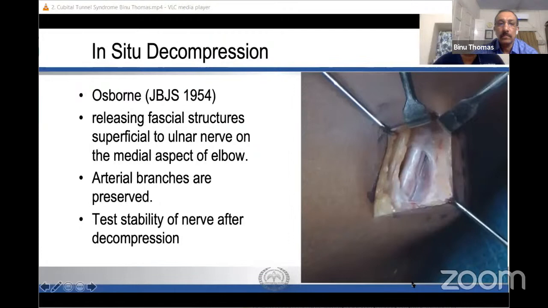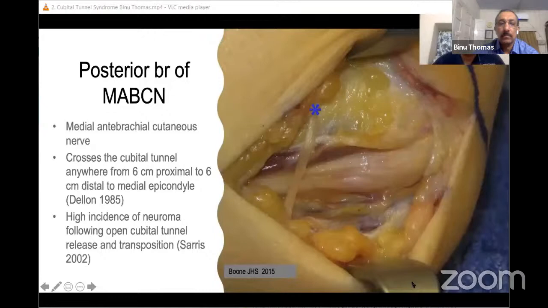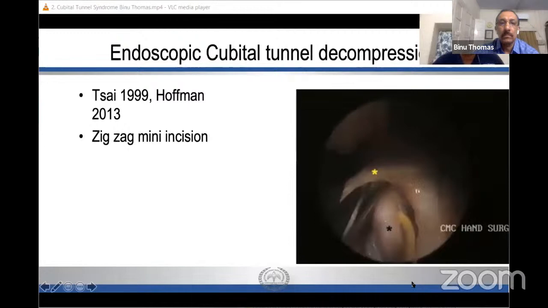The most important structure to identify during surgery is the medial antibrachial cutaneous nerve, because neuromas of these produce very severe pain and are one of the major complications. Endoscopic cubital tunnel decompression has also been described, initially by Sai, and it's not a very difficult procedure.